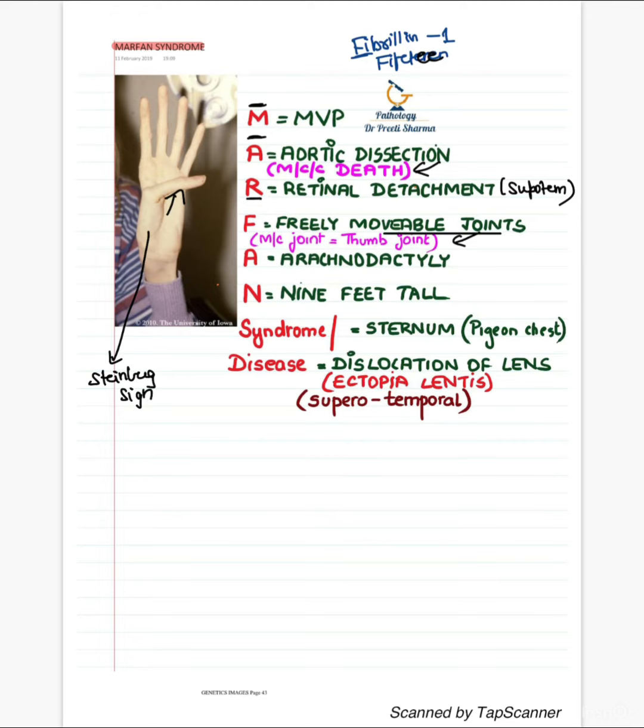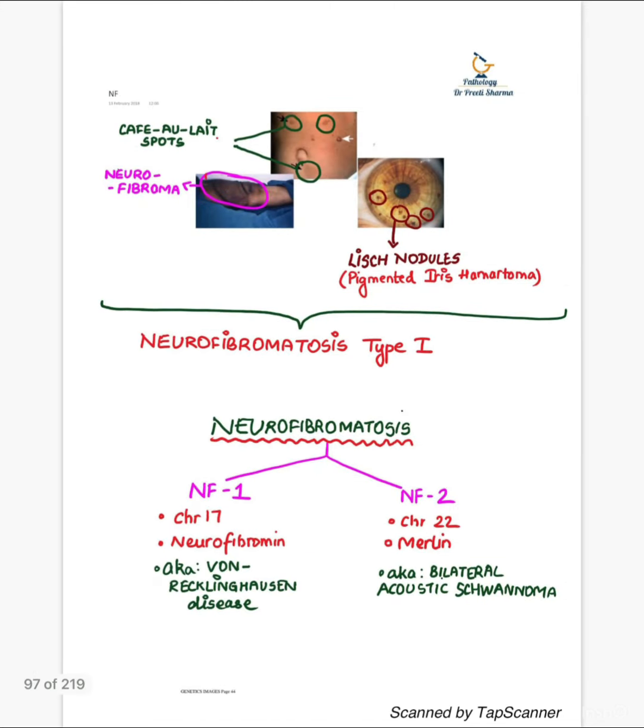That is again important. Then A for arachnodactyly, N for 9 feet tall, not literally 9 feet, but they are tall, guys. Okay, and just to make the mnemonic, "ma'am did it 9." Then S for sternum, there may be pigeon chest seen, and ectopia lentis already done. That is your superior temporal dislocation in your case of Marfan syndrome, fibrillin defect.